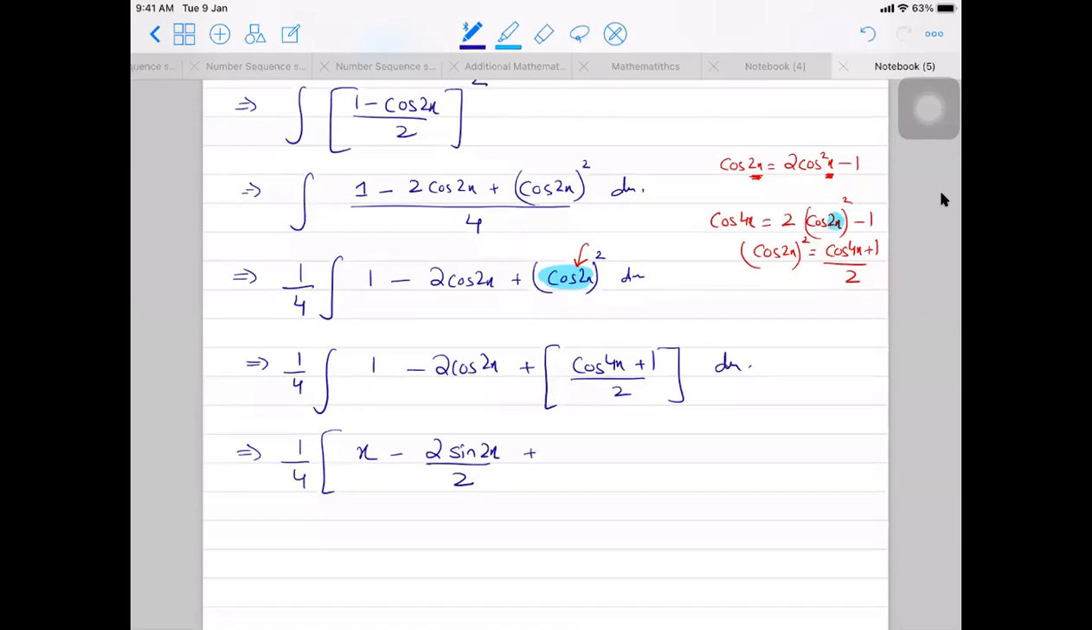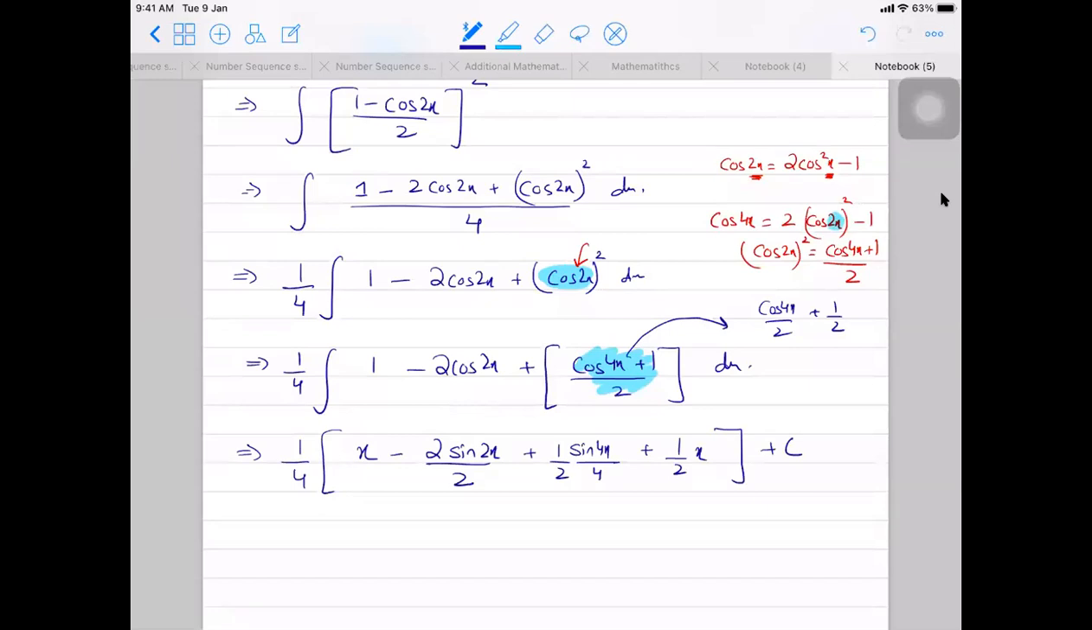Now, if you want, you can split this up. I should have simplified this further. You can split this up as cos 4x upon 2 plus 1 upon 2. Integration of cos 4x upon 2 is going to be sin 4x upon 2, so 1 upon 2 as it is, sin 4x upon 4, right? And integration of 1 upon 2 is going to be 1 upon 2 x plus c.